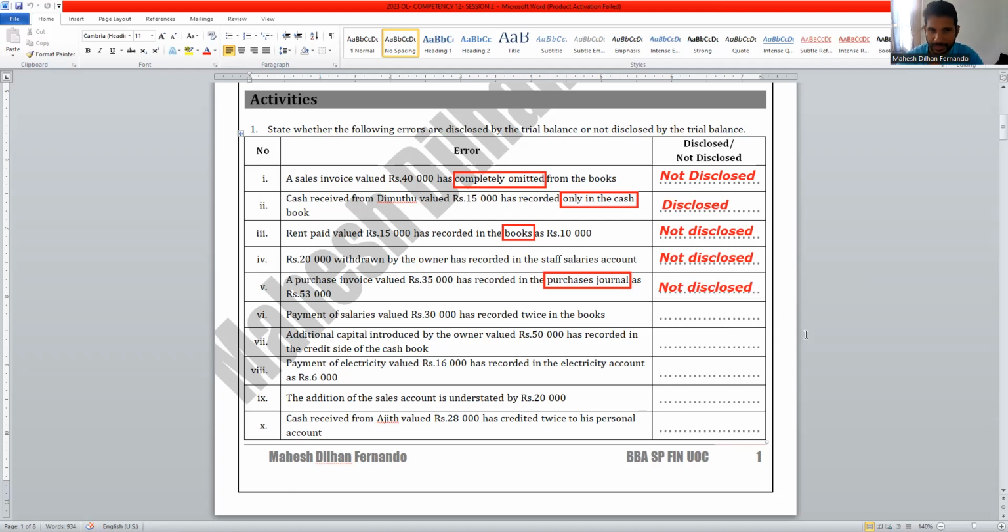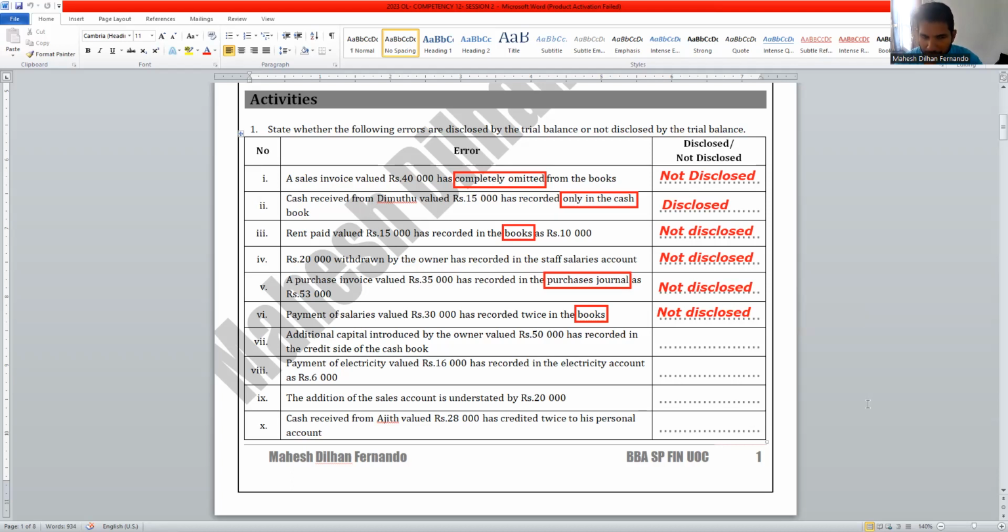Number 6. Payment of salaries valued 30,000 has been recorded twice in the books. Definitely not disclosed. This is an error of duplication. We have recorded the transaction completely twice in the books. Not disclosed.